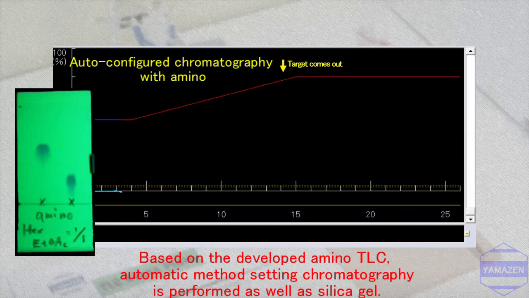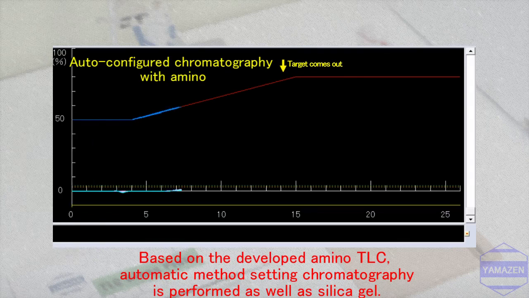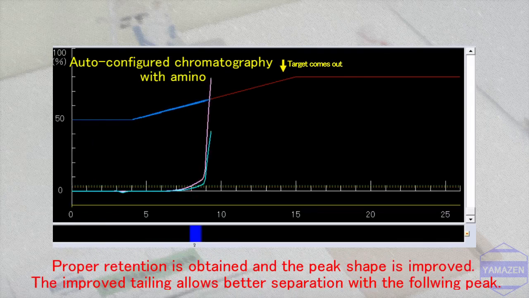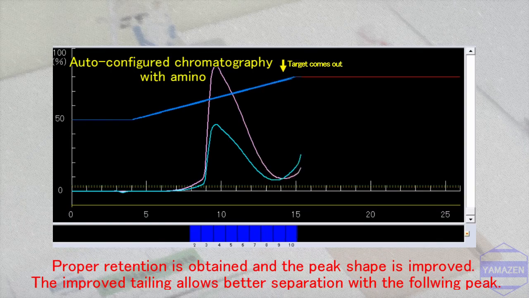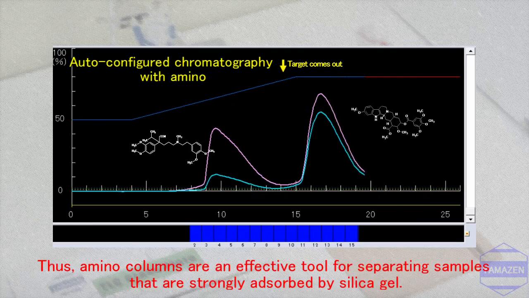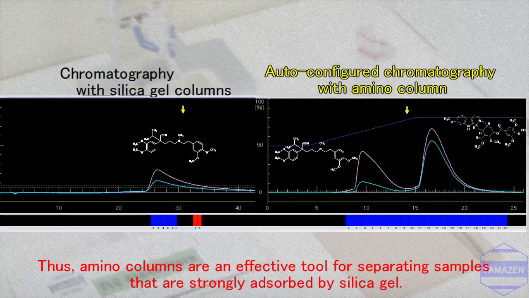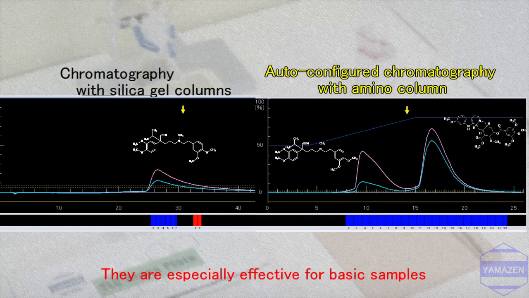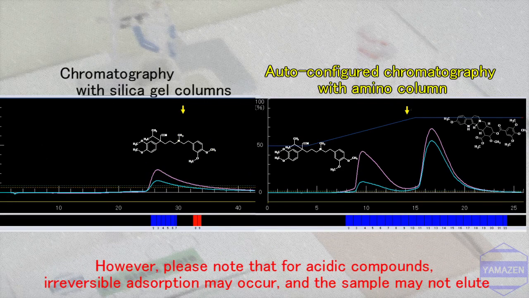Based on the amino TLC, chromatography is performed with the same automatic setting used with silica gel. After chromatography, the sample is properly retained and the peak shape has improved. Tailing is also significantly reduced, allowing for clean separation from the following sample. Thus, amino columns are an effective tool for separating samples that are strongly adsorbed by silica gel. They are especially effective for basic samples.